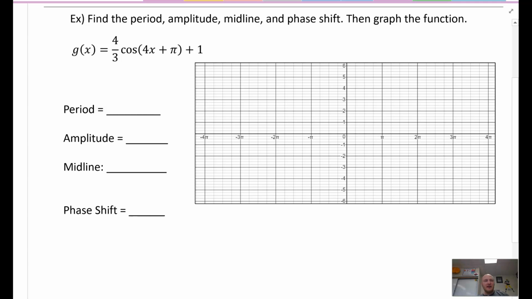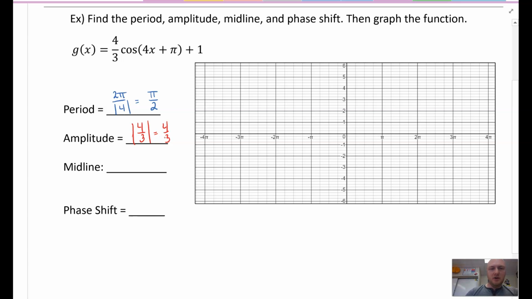So now we have g of x equals 4/3 cosine of (4x plus pi) plus 1. Our period is going to be 2 pi divided by the absolute value of our b value, which in this case is 4. So we have 2 pi fourths, which is just pi over 2. That's a very, very short period. And then our amplitude is going to be the absolute value of 4 over 3, which is just 4 over 3.